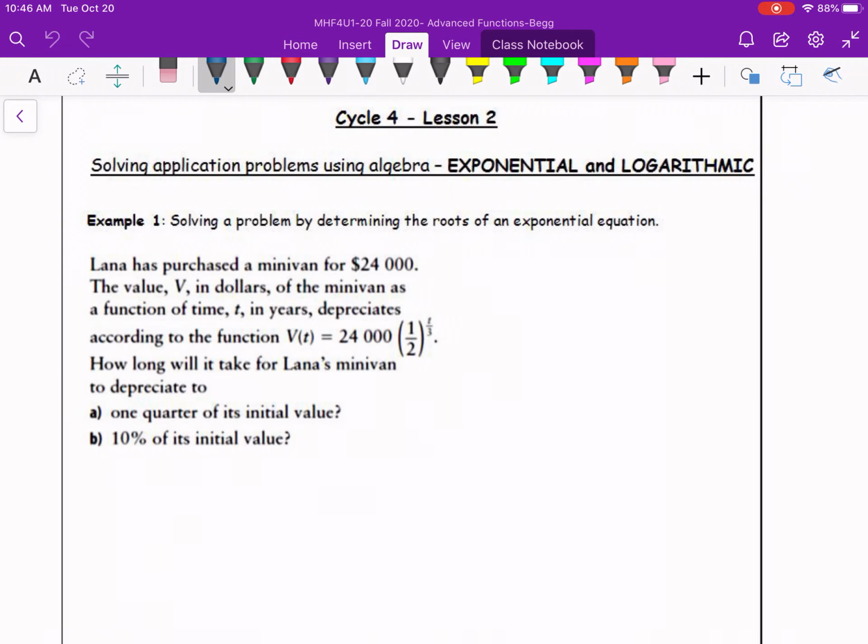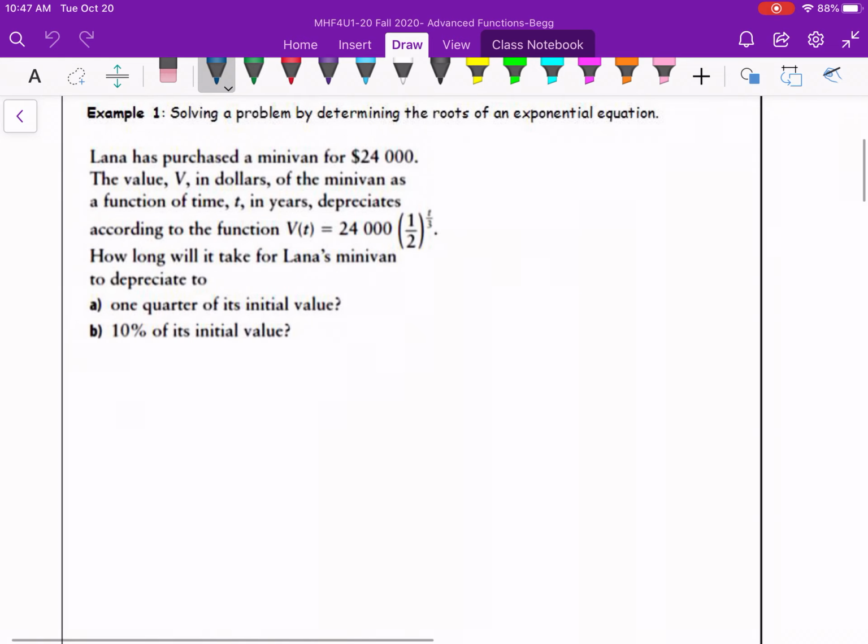Cycle 4, Lesson 2. In this lesson, we're going to look at more applications of the functions that we've been working on in the course. The focus for this lesson is exponential and logarithmic functions, which are very closely tied to each other. So let's start with an exponential equation. Solving a problem determining the roots of an exponential equation.